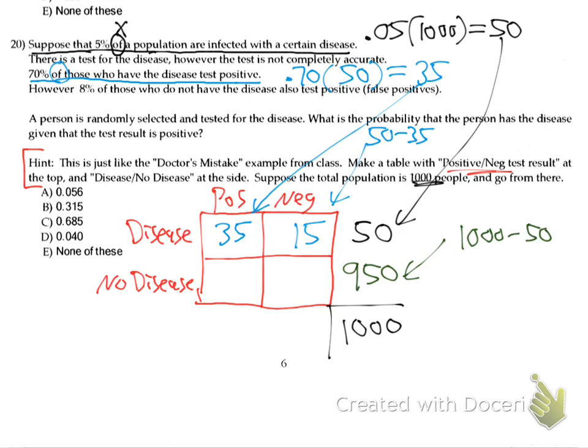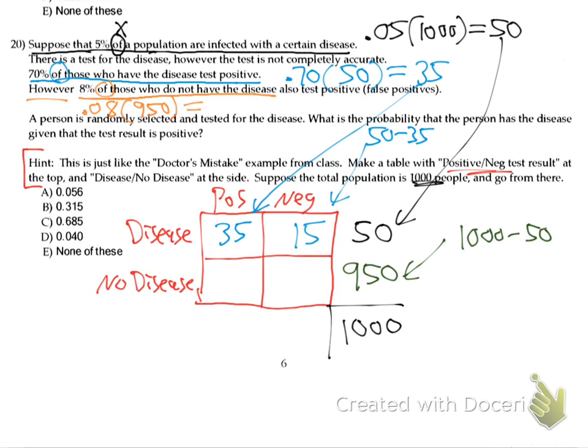Okay, one more fact. 8% of those who do not have the disease. Again, not of everybody, not 8% of 1,000. It's the 950. It's 8% of those not having the disease. Not 8% of the whole population, but 8% of those not having the disease. So 0.08 of is still times those who don't have the disease. How many don't have the disease? 950. 950 don't have the disease. Those are all the no disease people.